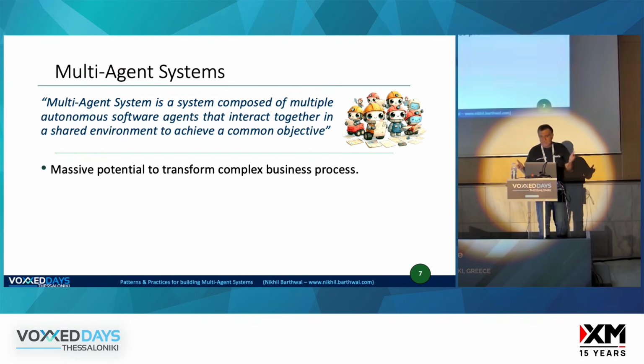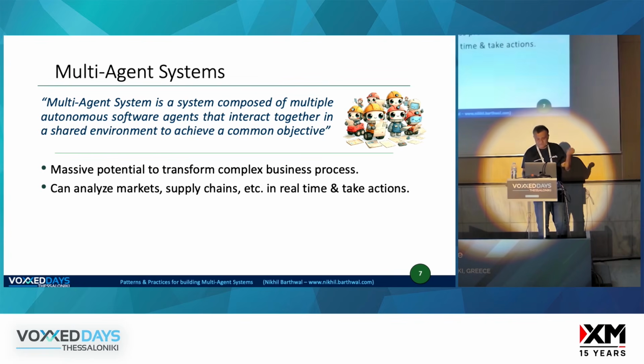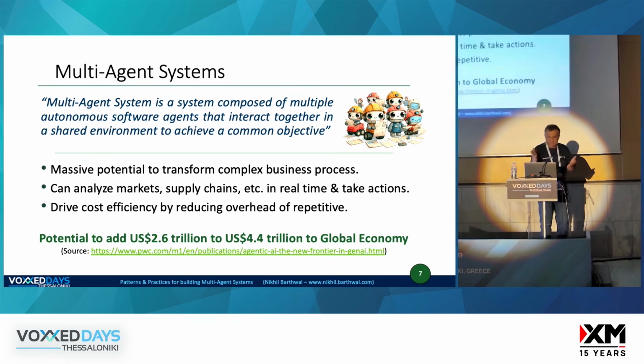Multi-agent systems have massive potential to transform complex business procedures. They can analyze the market, supply chains, etc., driving cost. There are some statistics that they can add trillions of dollars to the global economy, as you would expect. But after I prepared the slide, that's why this information is not on the slide, I was talking to a friend of mine who works at Facebook.